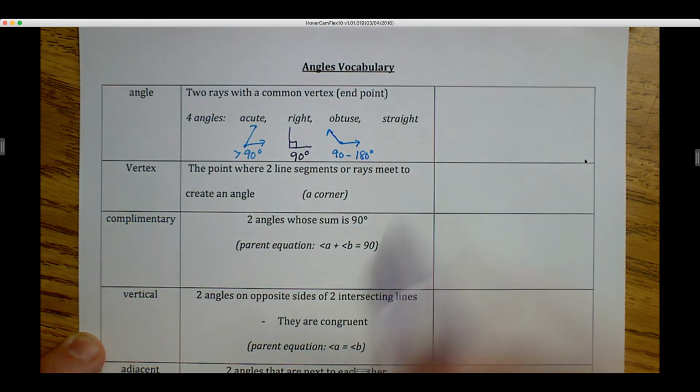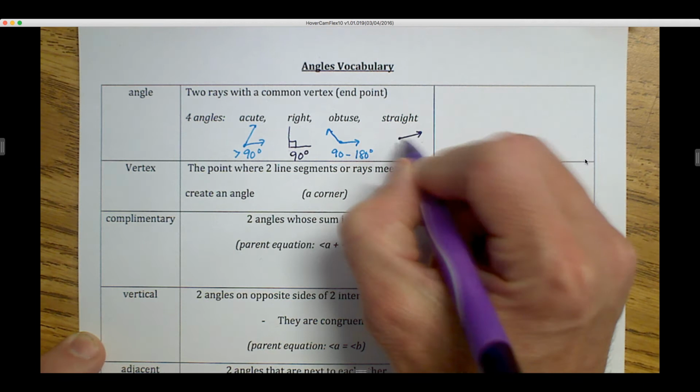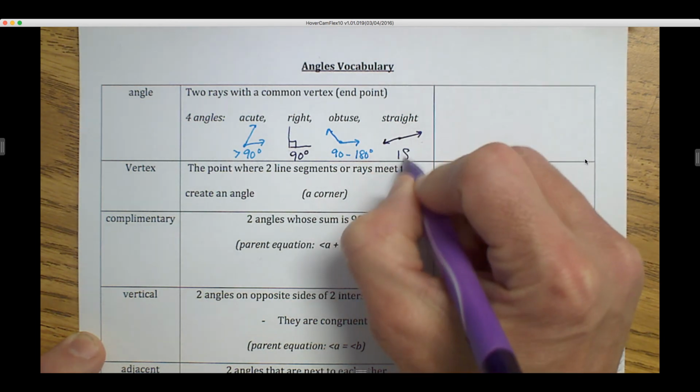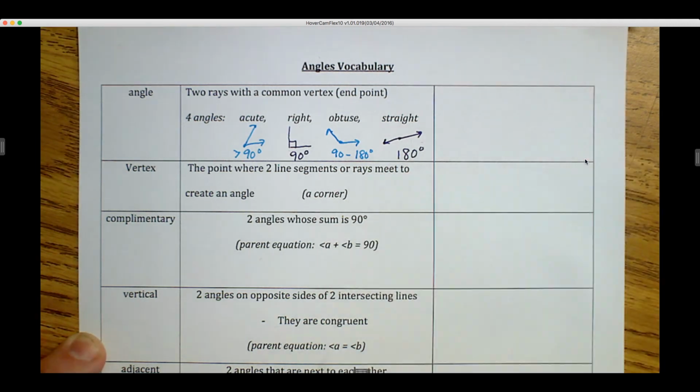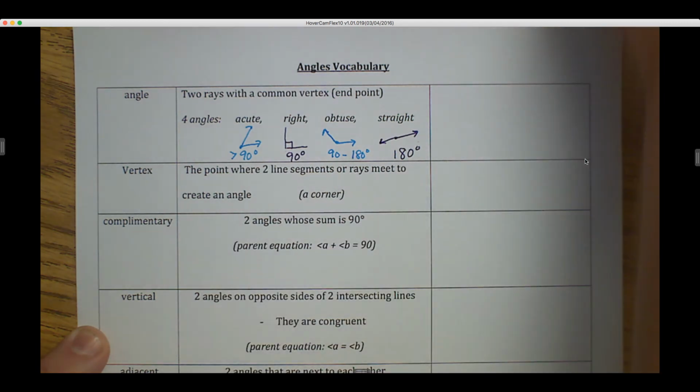And then a straight angle would be a vertex, and you would have a ray going this direction and a ray going that direction, and that straight angle is 180 degrees. Okay, so those are what your four angles look like. Those would be the pictures, and I just put them right there.